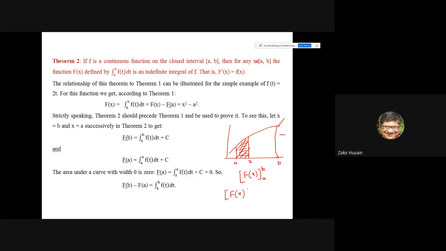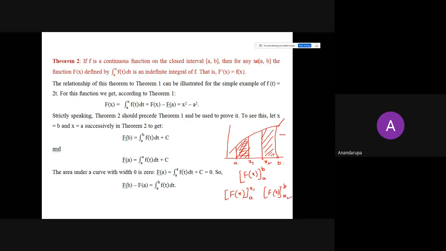just to avoid confusion, let's call this X1. This will be simply A to X1. If you want to find out the area between these two points, again we can do so. What will come in the subscript? X1 and X2. And if we want to find out this area, it is between X1 and X2.